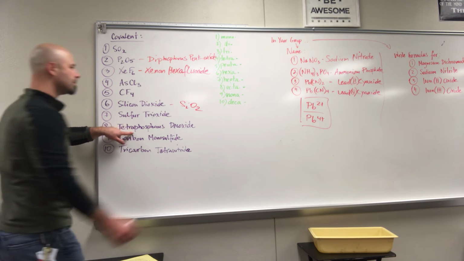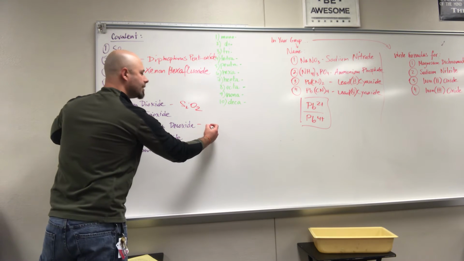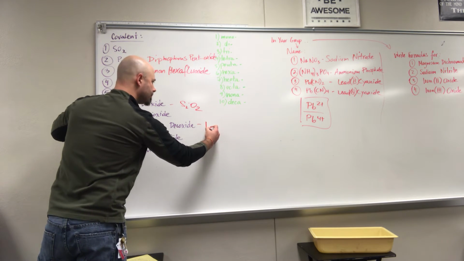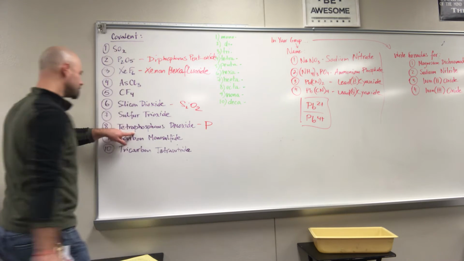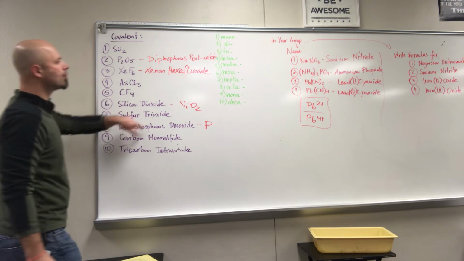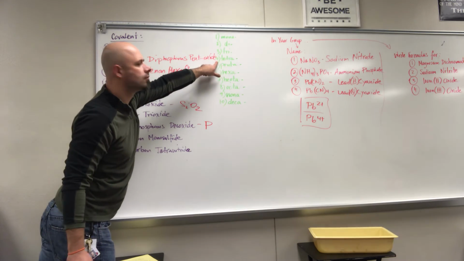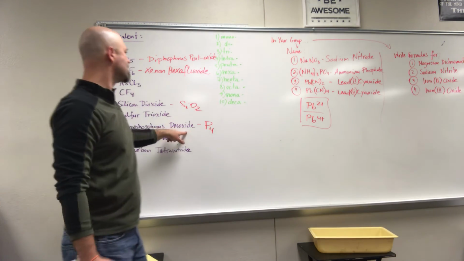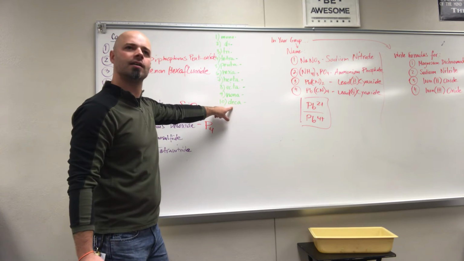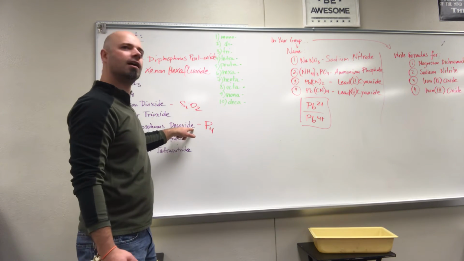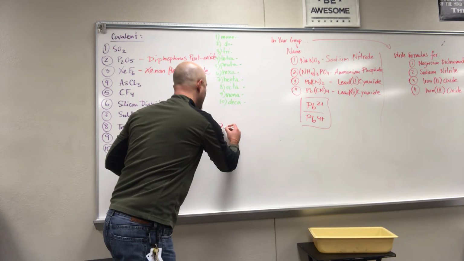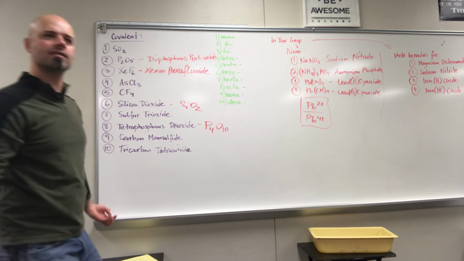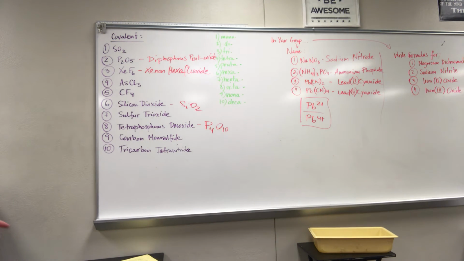Okay, how about, let's do this one. Tetraphosphorus, so what is that? Phosphorus is what? P. Tetra stands for 4, so P4. Decoxide, so what's deca? 10. What's oxide? So O what? Does that make sense? Covalent is easy.